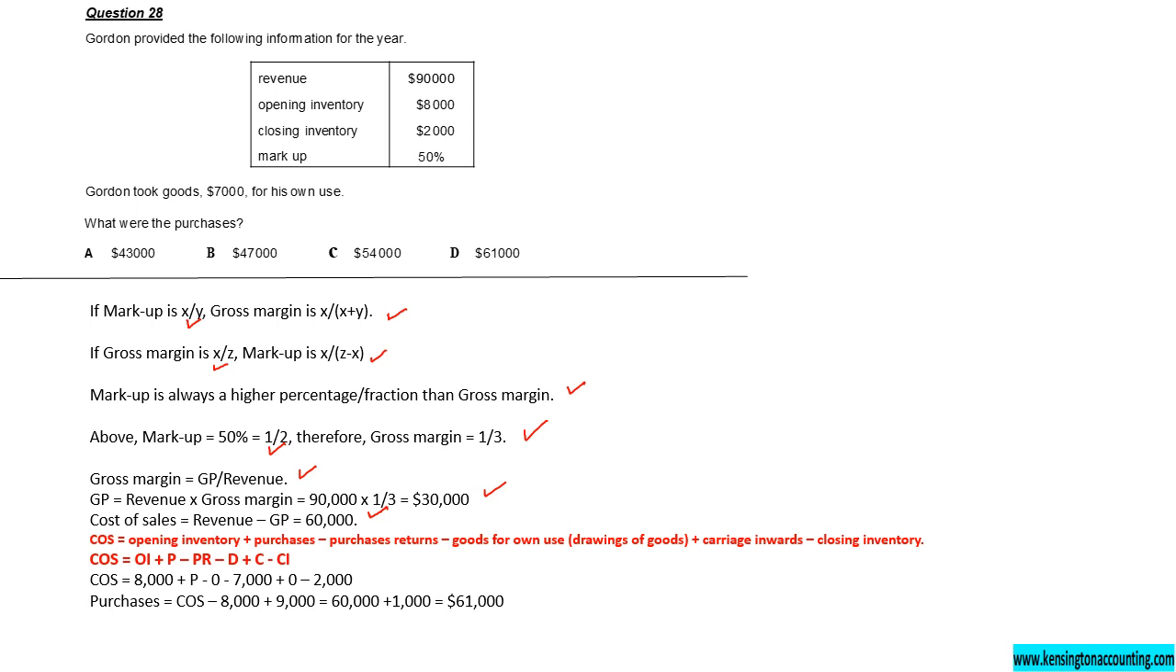So in this case, cost of sales is opening inventory 8,000. Purchases, we don't know, we need to find purchases. Purchases return is 0. Drawings of goods we have been given is 7,000. Then carriage inwards is 0, and closing inventory is a deduction, it is minus 2,000. When we resolve this question, cost of sales we know is 60,000. Therefore, we just resolve this equation and we find that purchases is 61,000. Therefore, the answer is D.